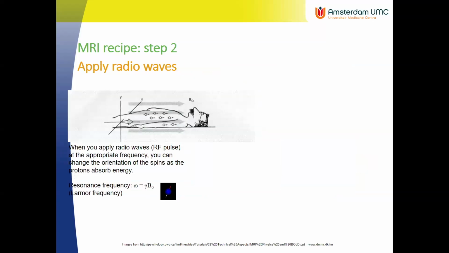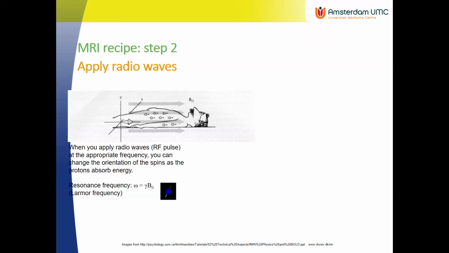Now, my recipe continues. It's not too difficult. We're on step 2 of, I think, 5 steps in total. Now we need to disturb the system because we're not getting signal. We just have the alignment of the protons. To disturb the system, we are going to apply radio waves. When you apply radio waves at the appropriate frequency, you can change the orientation of the spins of the protons or the compass needles, whatever you call them.